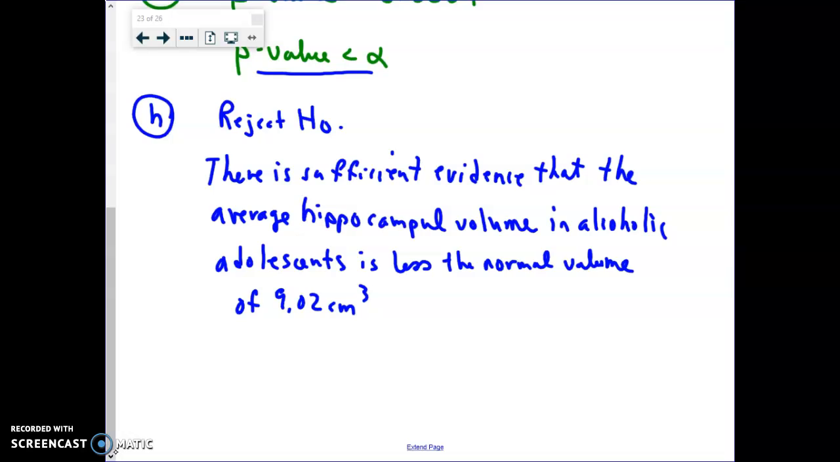So, okay, that's the first example. We've got 2 more, and we'll go from there.